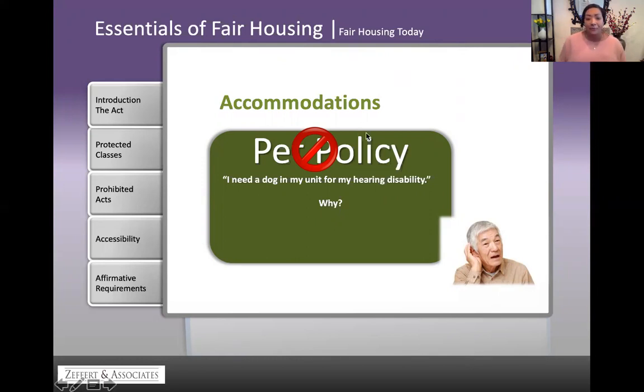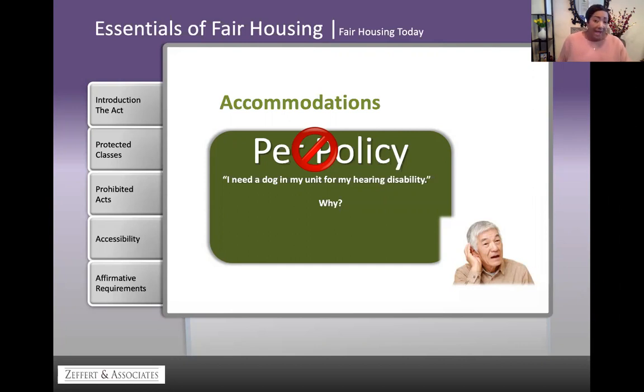In this example, let me read from the other examples on page 11. This is the second bullet point on the first gray box. A housing provider cannot charge an additional pet deposit for a person in a wheelchair for anticipated damage by the wheelchair.